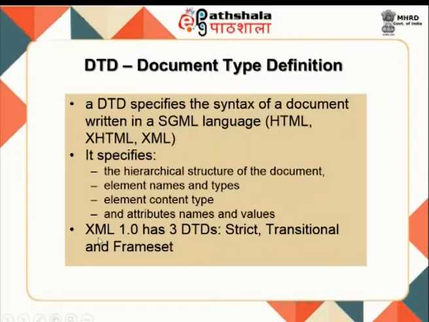And we can see that XML can support 3 kinds of DTDs. A DTD can be a strict DTD, or a transitional DTD, or a frameset DTD. So first we saw that there is a tag called doctype, which always specifies what type of DTD you are going to use for the document.